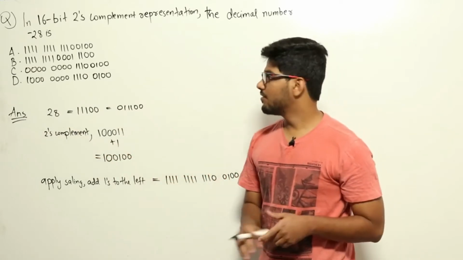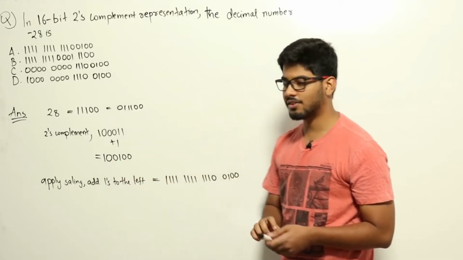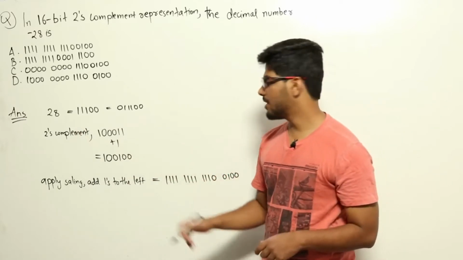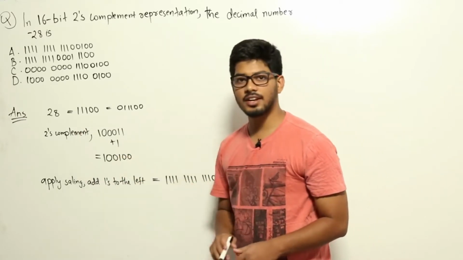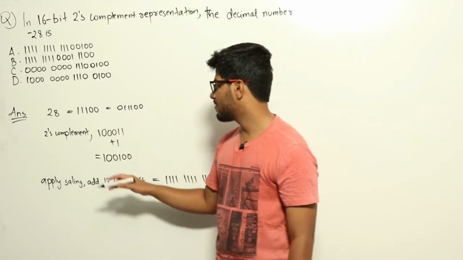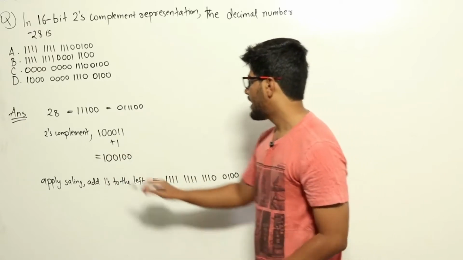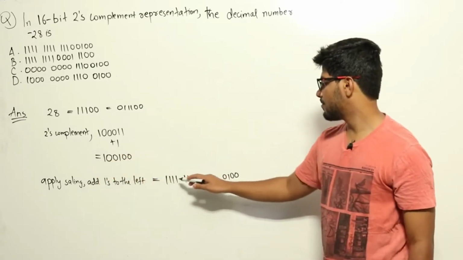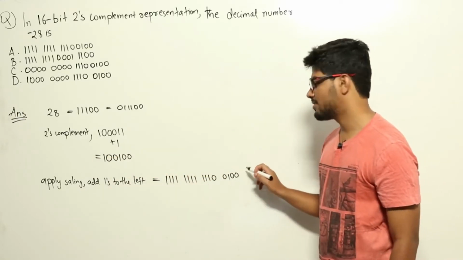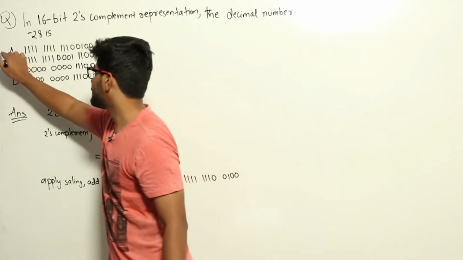Now in the question we need to represent it in 16 bits, but here we are representing it using 6 bits only. So in order to apply scaling, if it's a negative number, we will be adding all ones to the left side. If it is a positive number, we will be adding all zeros to the left side, when we are changing from a lower number of bits to a higher number of bits. So adding all ones, we will get 1111 1111 11, and then the rest of this number 100100. Now looking at the options, that is option A.